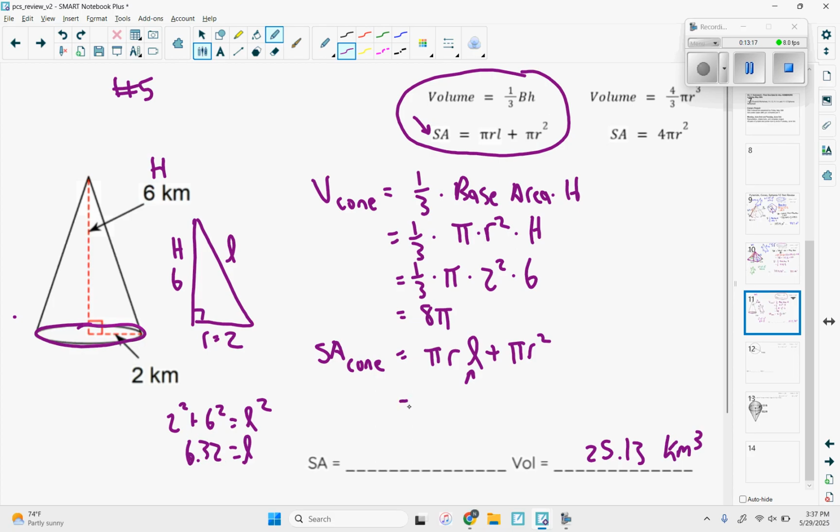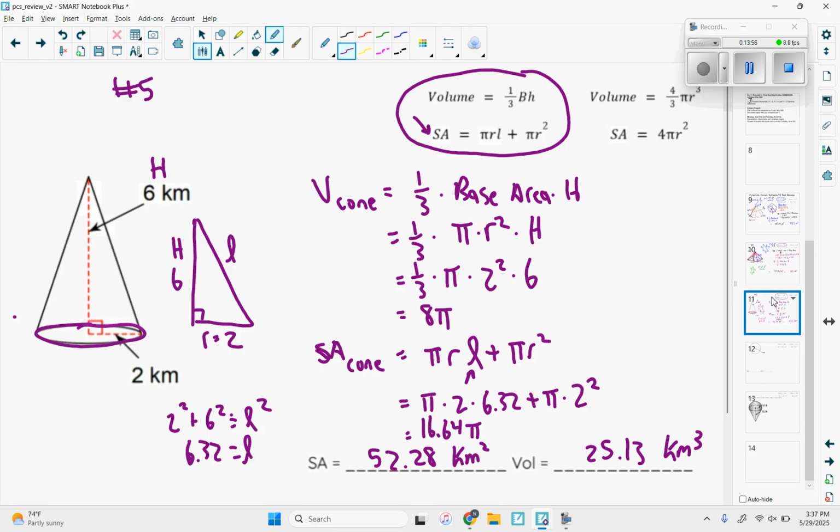Now that we know the slant height, we can fill in the rest. This is pi times the radius 2 times 6.32 slant height plus, now we're doing the area of the base, pi r squared. That's pi times 2 squared. And this will equal, when we put it into the calculator, 16.64 pi, which is the same as approximately 52.28 kilometers squared.